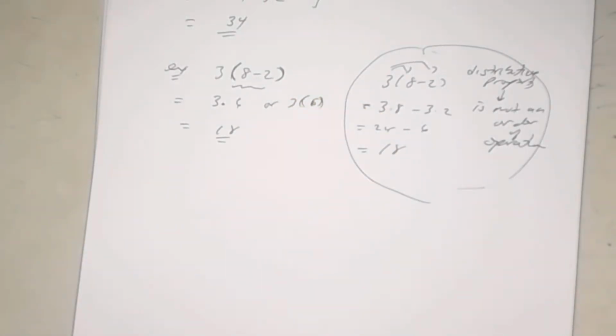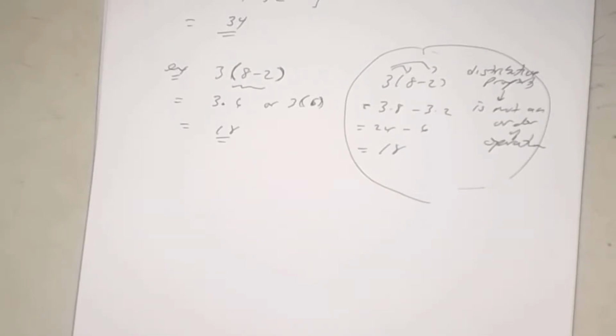I'm so glad that you said that about the distributive property, because that's what most people do. And when we get into the variables, you have to use the distributive property. So the distributive property is going to be very important. But in terms of order of operations, it's not an order of operations, it's a property.